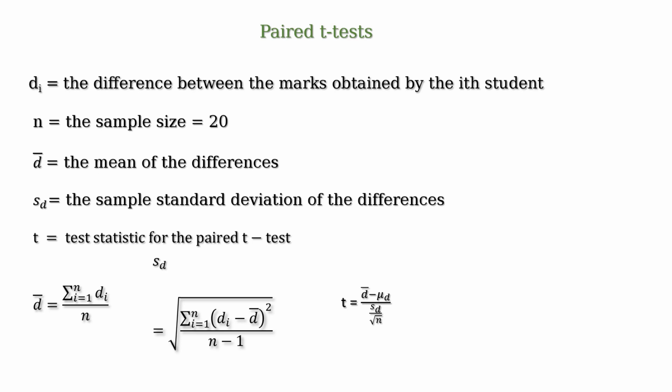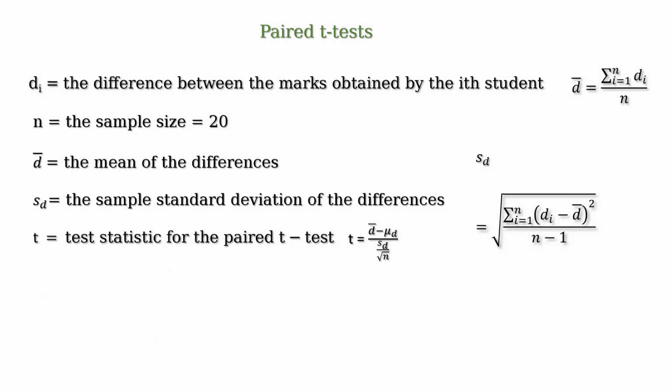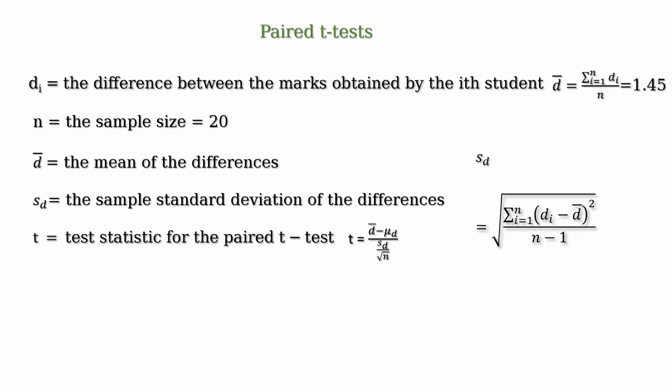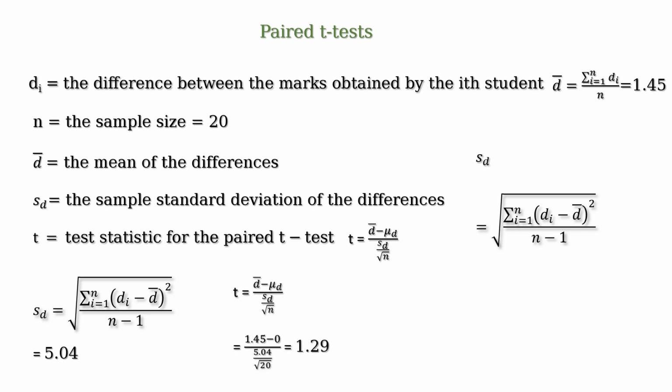In our example, mu d is equal to 0. So, d bar is equal to 1.45 after calculation. Sd is equal to 5.04 after calculation. And t is equal to 1.29 after calculation.